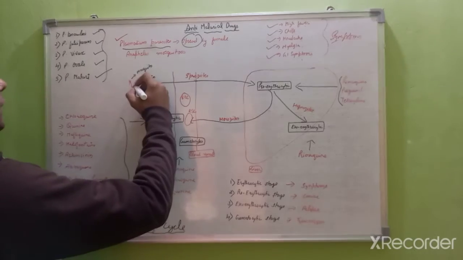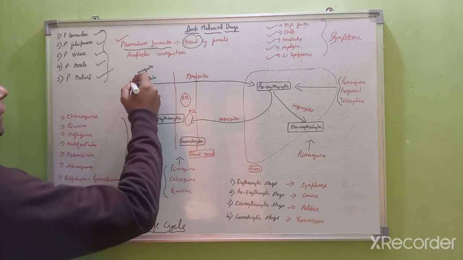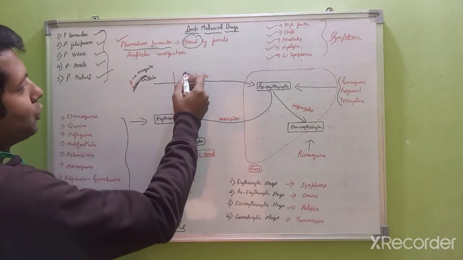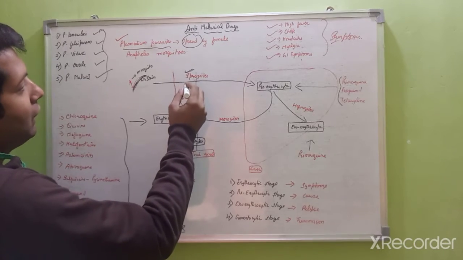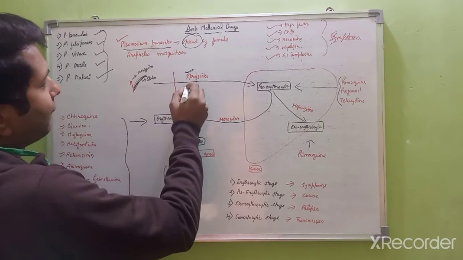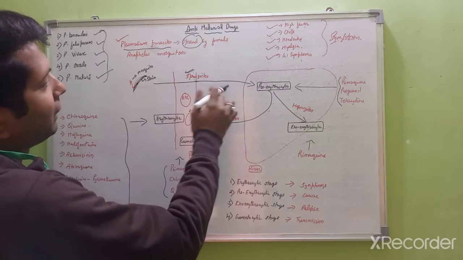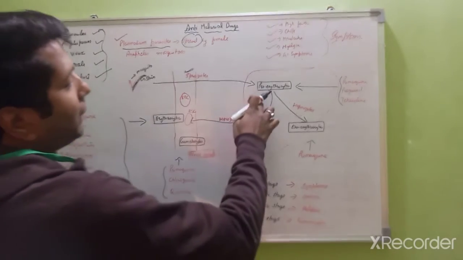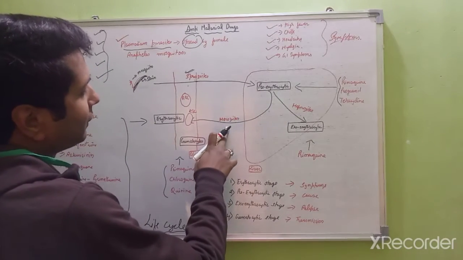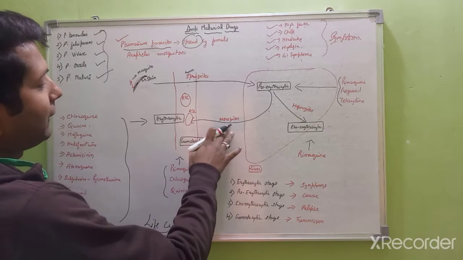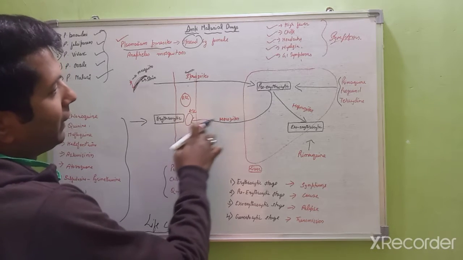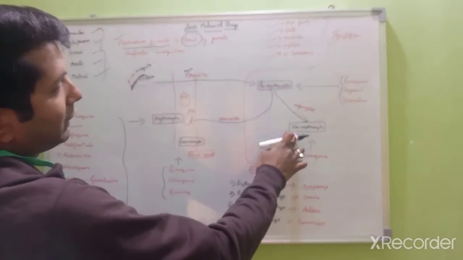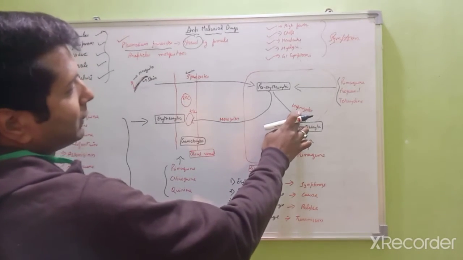Suppose this is our skin, and a mosquito comes and bites our skin. Then it releases the sporozoites. These sporozoites come into the blood vessels, and from the blood vessels they immediately invade the hepatocytes. From the hepatocytes, some of them are released in the form of merozoites and come into the RBCs, and some of them go and hide in the liver. These are known as the hypnozoites.